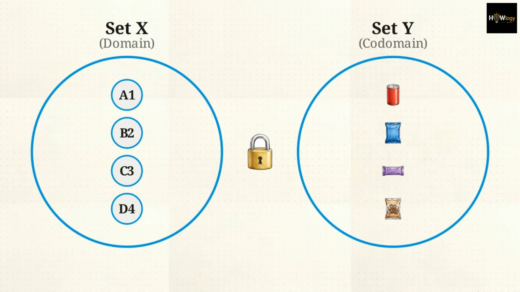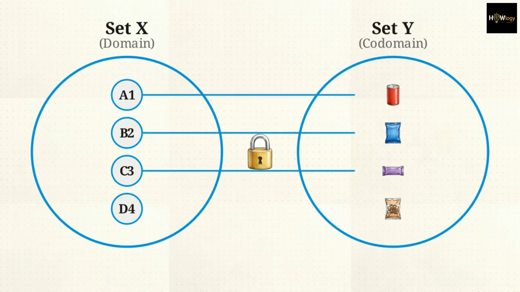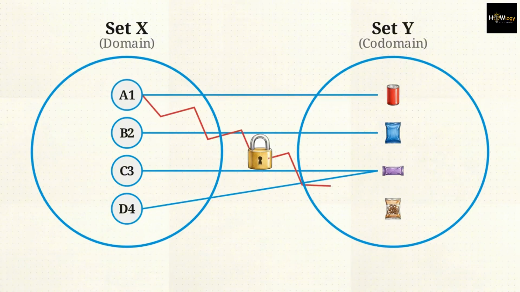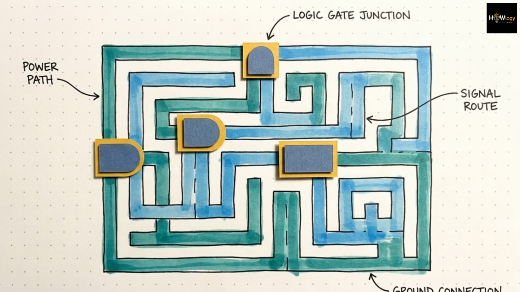To qualify as a true function, this system has to follow two strict golden rules. Rule number 1, every single element in the domain must be connected to an element in the codomain. You cannot have dead inputs that go nowhere. Rule number 2, no single element in the domain can point to more than one element in the codomain. Pressing one button and getting two entirely different results is mathematically forbidden. By rigorously enforcing these two rules, math creates a perfectly mapped environment where ambiguity cannot exist.